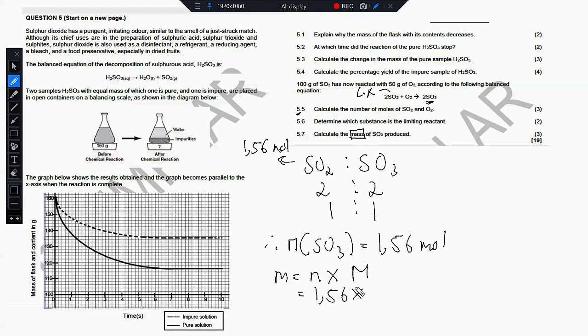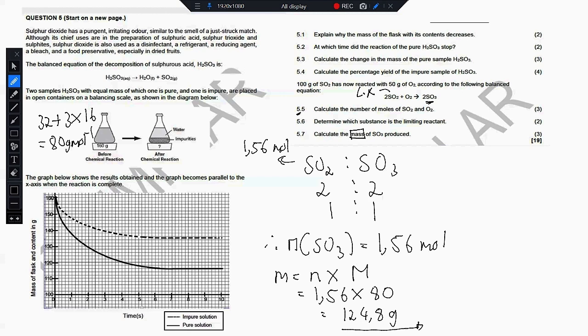Then the molar mass, obviously, we have to consult with our periodic table. Sulfur is 32 grams per mole, and oxygen is 16, but we have 3 atoms of oxygen, so that's 3 multiplied by 16. Now, when you do that, it's supposed to give you 80 grams per mole. Then you simply take the 80 and multiply here, and then your mass will become 124.8 grams, right? So it's grams, right?